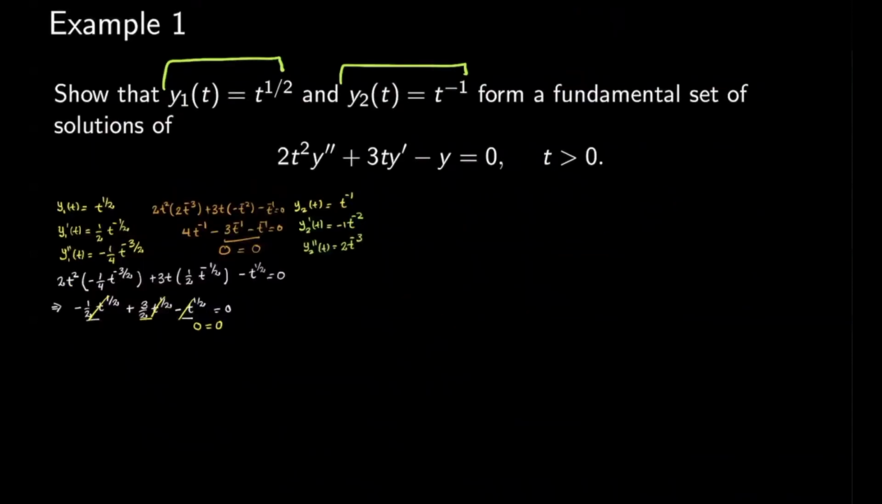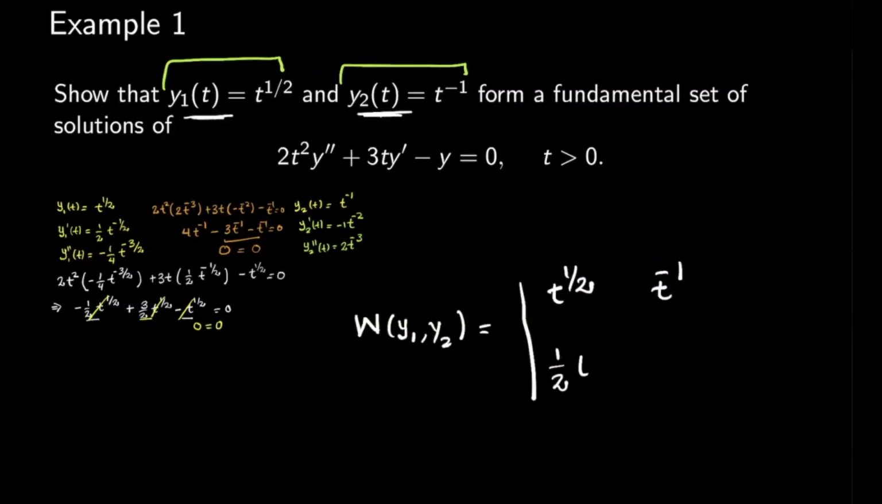So we have verified that these are the two particular solutions of our differential equation, y1 and y2, and they will form the fundamental set of solutions if their Wronskian is non-zero. So next we will calculate the Wronskian of y1 and y2. y1 is t to the power 1 half, and y2 is t to the power negative 1. So the derivative of this is 1 half t to the power minus 1 half, because 1 half minus 1 is minus 1 half, and this is minus t to the power minus 2, with the negative sign in front.